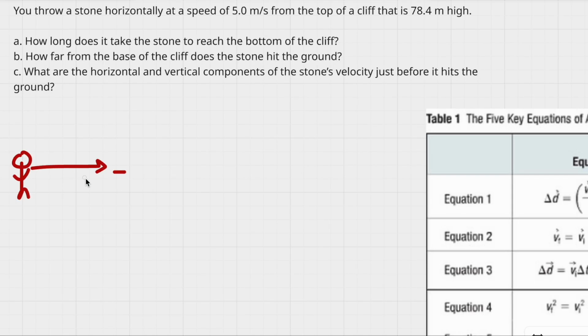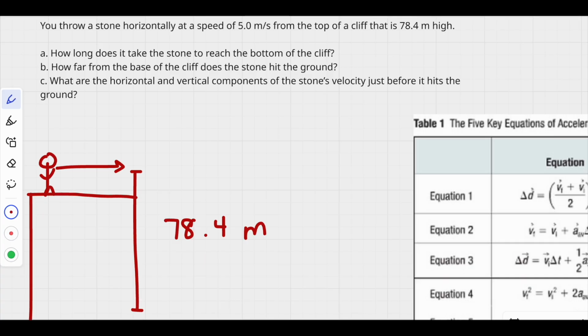Now let's assume from the point that the rock is thrown at to the bottom is 78.4 meters high. Even though the cliff might be here and you're throwing it from up here, there is a little bit of a space, but we're just going to assume that from where the rock is thrown to the ground is 78.4 meters. So they gave us a speed of 5 meters per second, so that's our initial velocity.